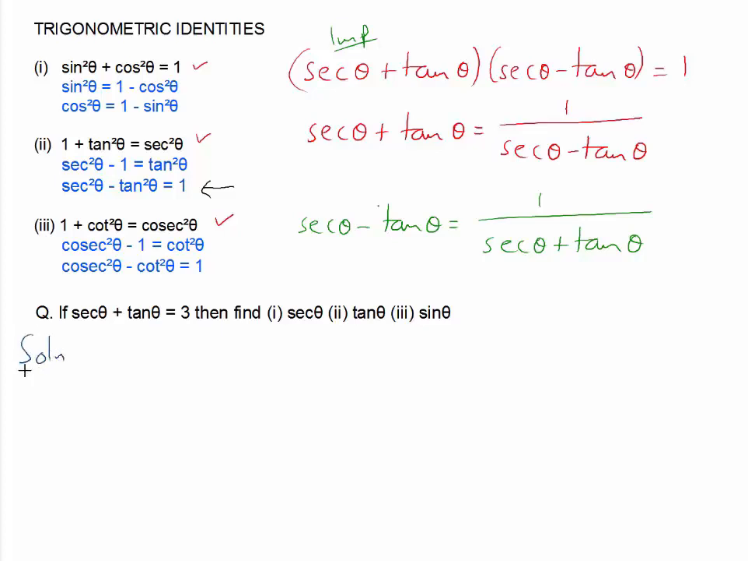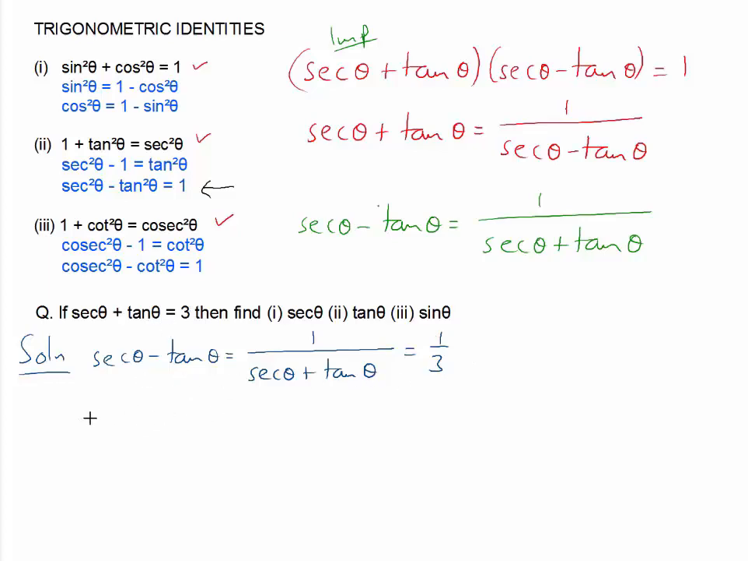So let's see this question. It's given that sec theta plus tan theta is 3, find sec theta, tan theta and sin theta. So we know that sec theta minus tan theta is equals to 1 divided by sec theta plus tan theta. So that would be equals to 1 by 3. Now take this as equation 1 and this as equation 2.